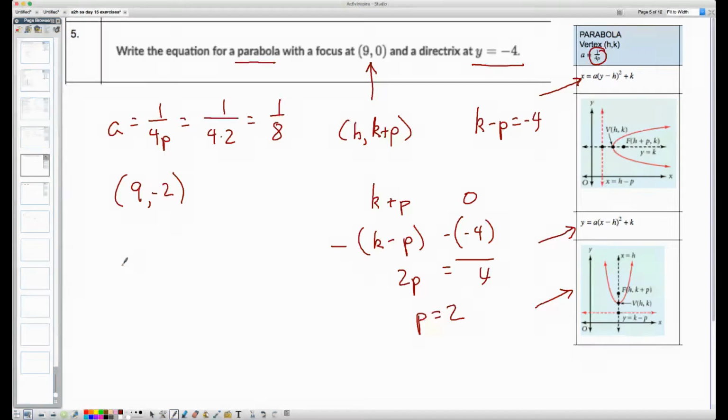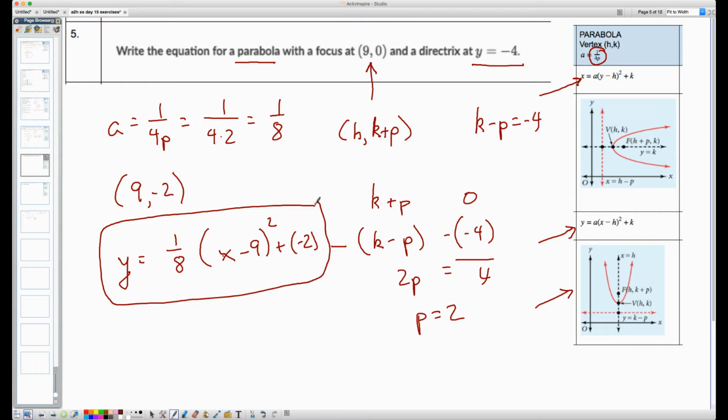My equation of my parabola is y equals 1 over 8 times (x minus 9) squared plus negative 2. And this is in vertex form, where (h, k) is the vertex.